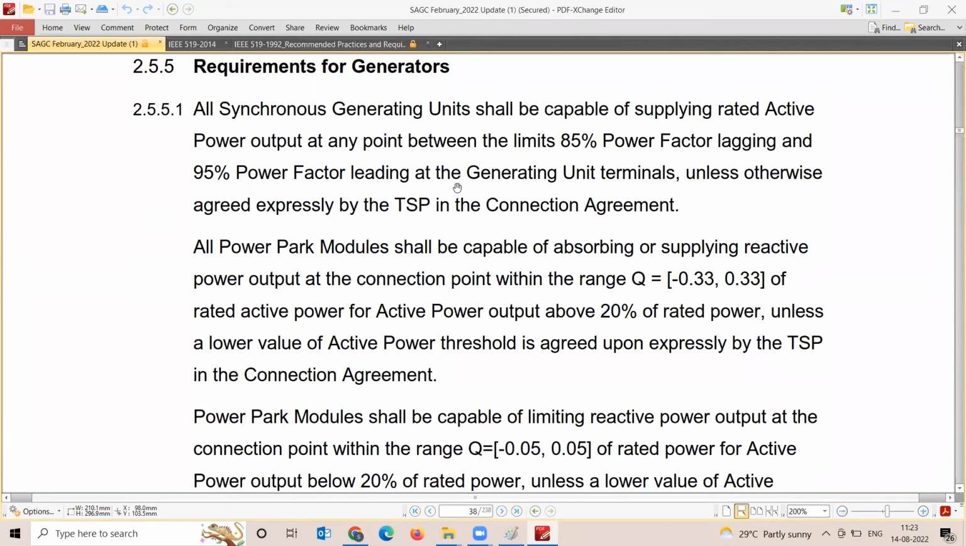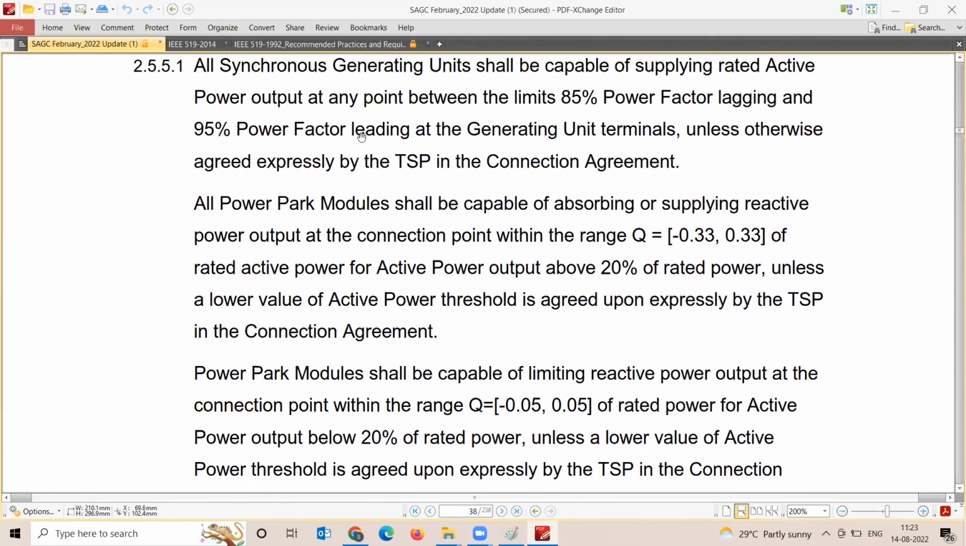So your transformer impedance or transformer OLTC may not have an issue, but if you are asked at the point of connection, then there will definitely be an impact. That's for synchronous machines. Let's come to power park models, that is, a solar inverter or wind turbine generator. Models shall be capable of absorbing or supplying reactive power output at the connection point. Look at these words, this is where the beauty is.